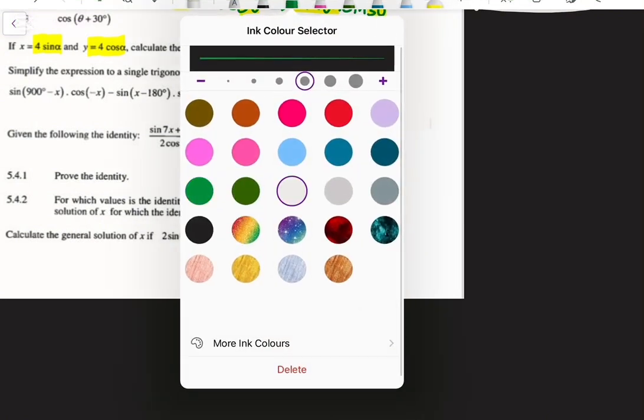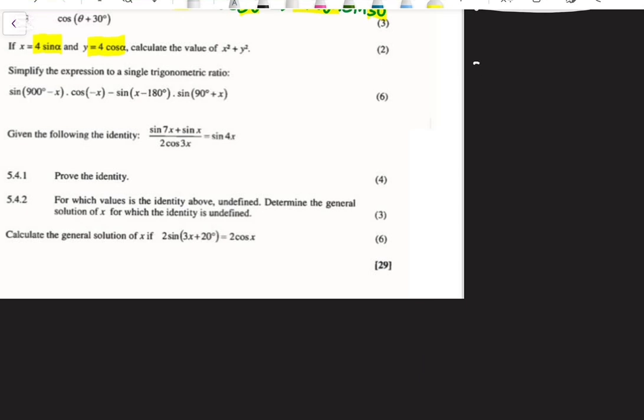5.2, we are given x as 4 sine alpha. We are given y as 4 cos alpha. We are required to calculate the value of x squared plus y squared. So we are looking for x squared plus y squared.